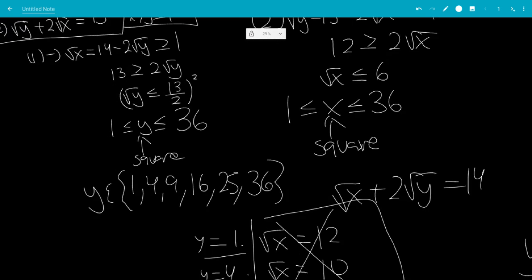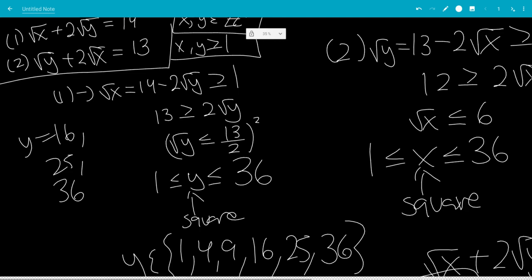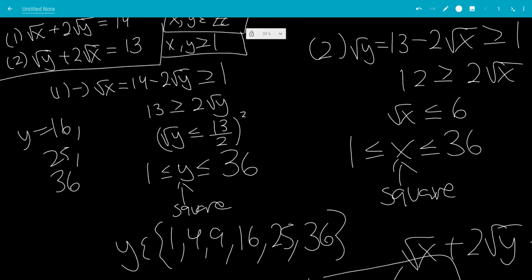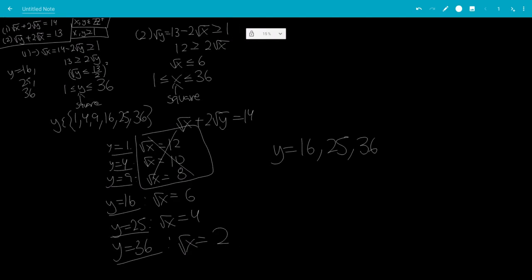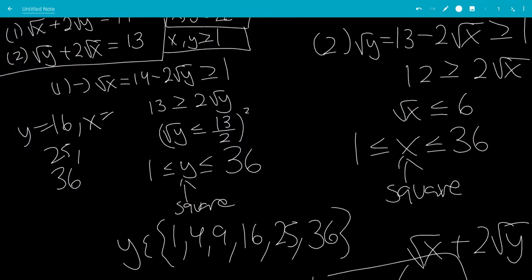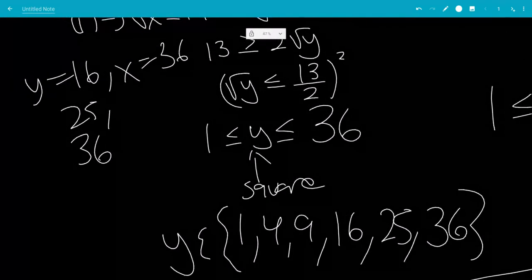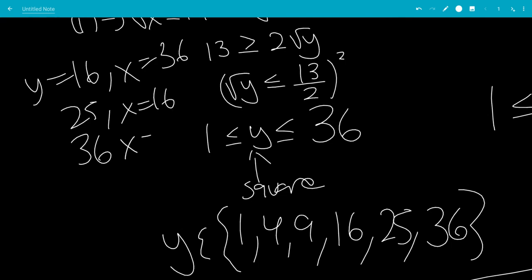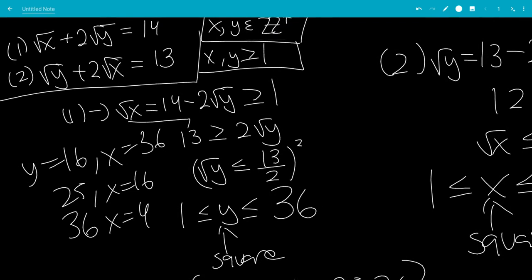So let's try these in the original. So y equals 16, 25, and 36. Then we have that x would be 36, and then 4 squared is 16, and then finally 4. So let's see which ones work out of these.